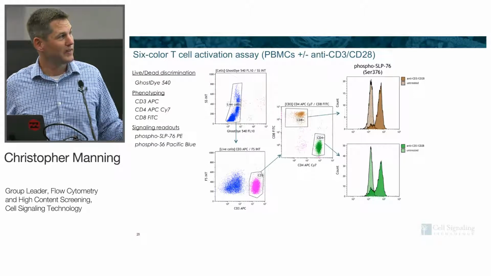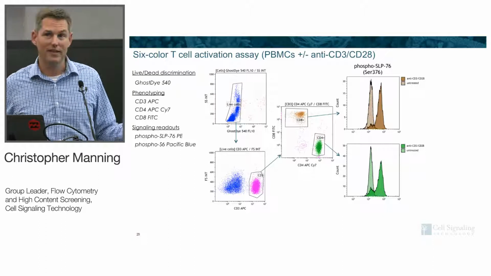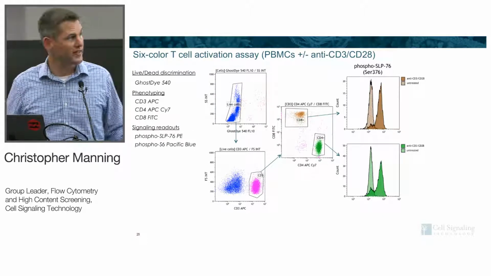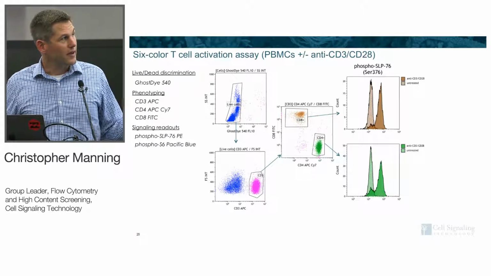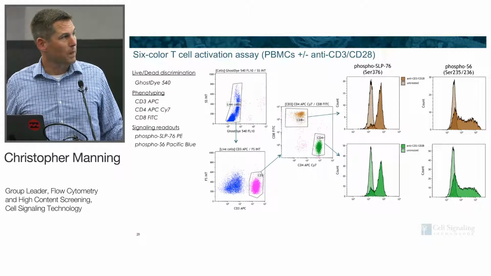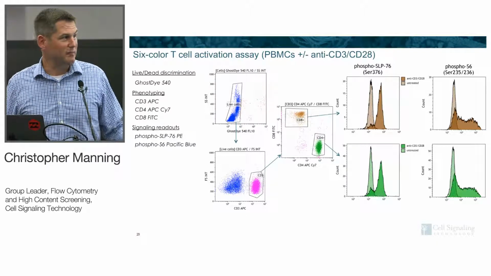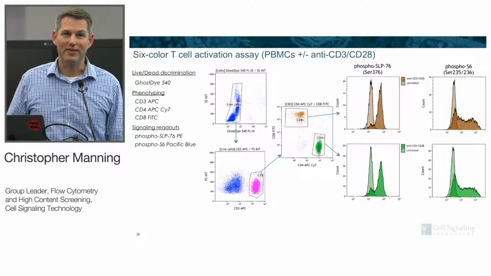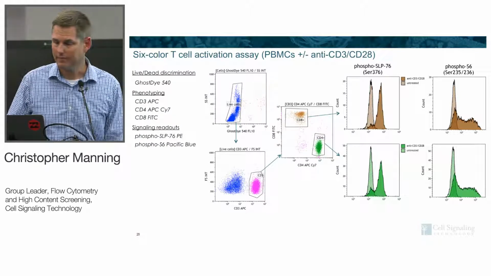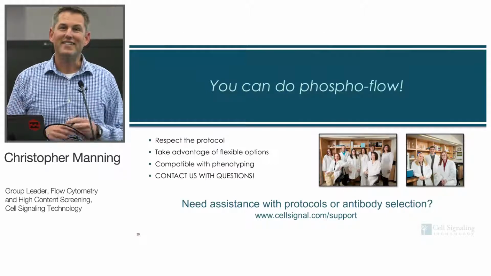So what I'm showing here in the solid color, for both graphs, is the treated population. The lines through it are our untreated population. So you can see SLP76 phosphorylation coming on in both of those treated populations, and then S6 coming on equally in those treated populations, but very similarly, actually, with the CD4 and CD8 positive T cells. So, with that, the summary overall.